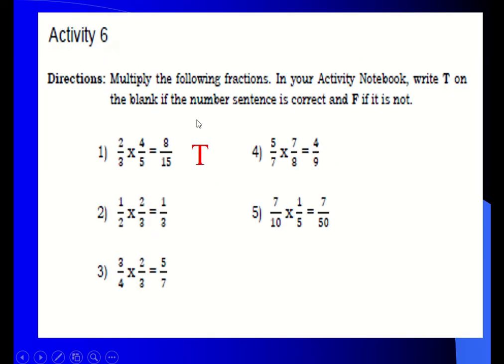For activity 6, multiply the following fractions. In your activity sheet, write T on the blank if the number sentence is correct and F if it is not. For example, i-multiply nyo to. Tama ba yung 8/15? Kung tama siya, you will write T for true. Ganun din ang gagawin nyo dito. Kung tama yung sagot, you will write true.